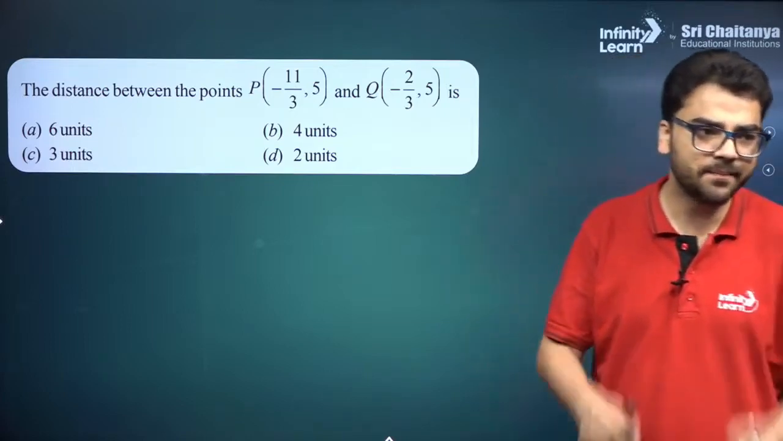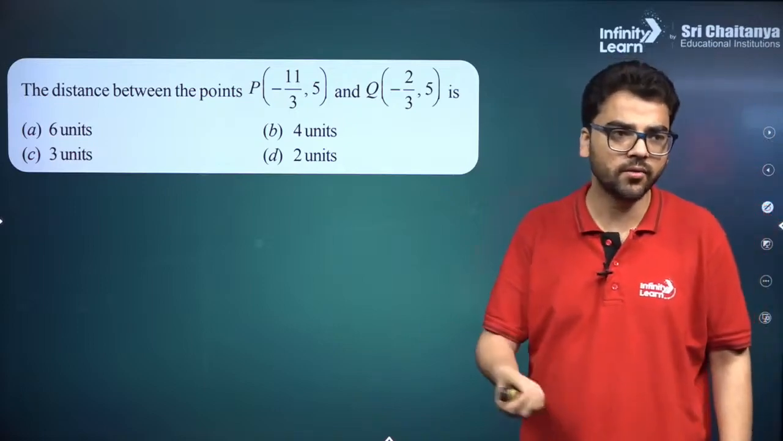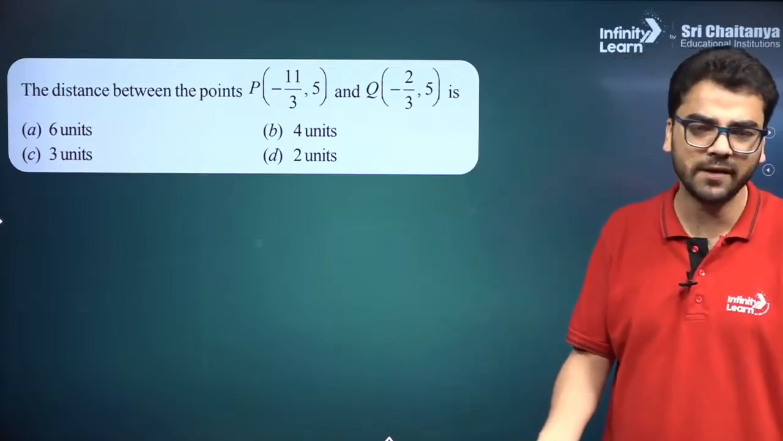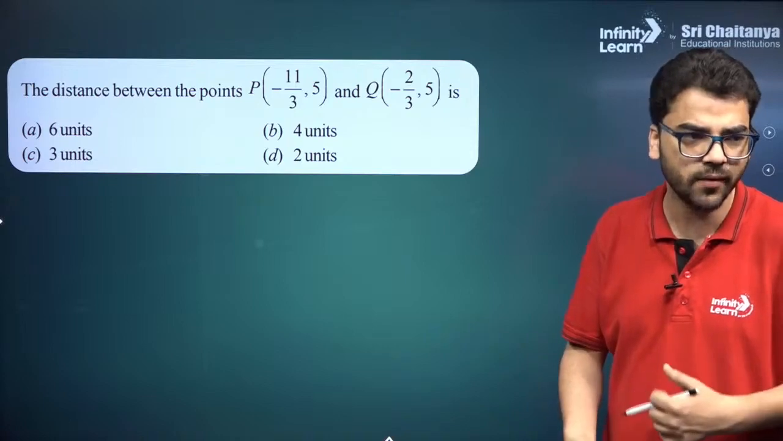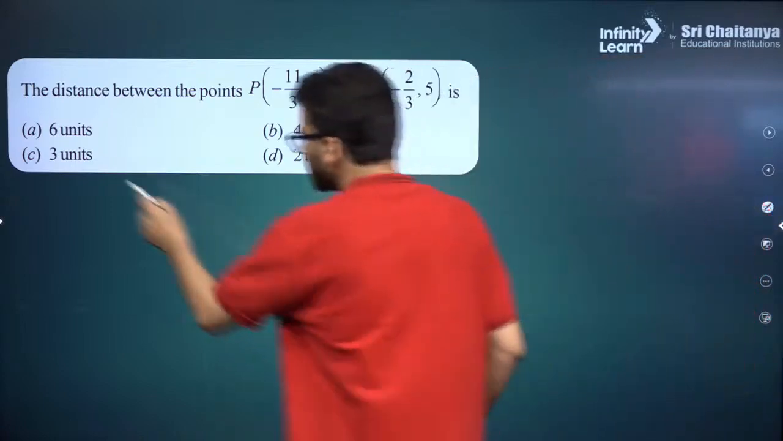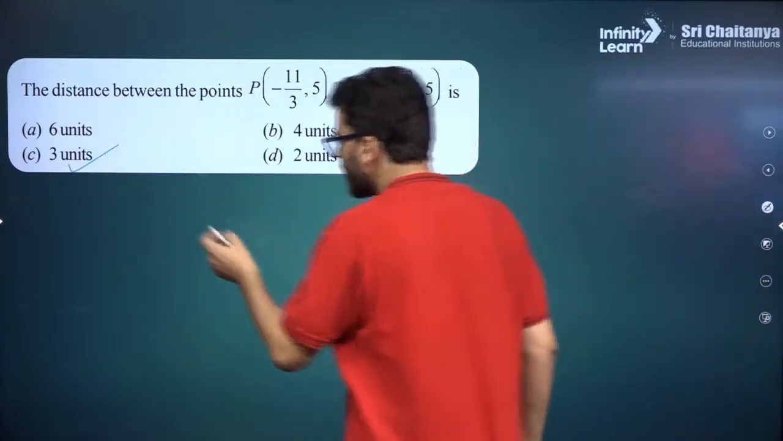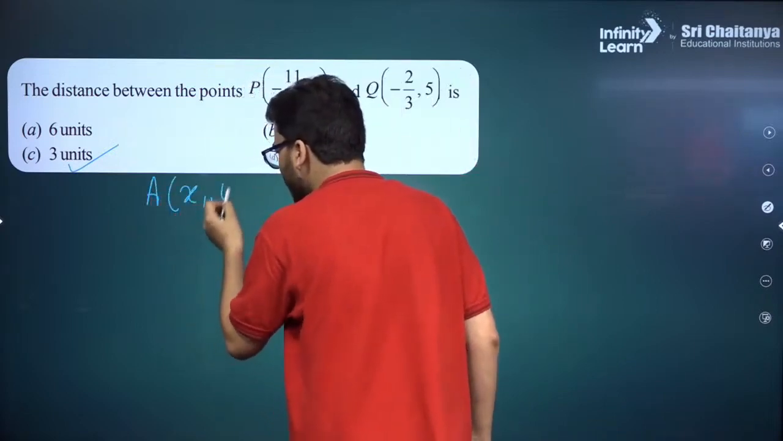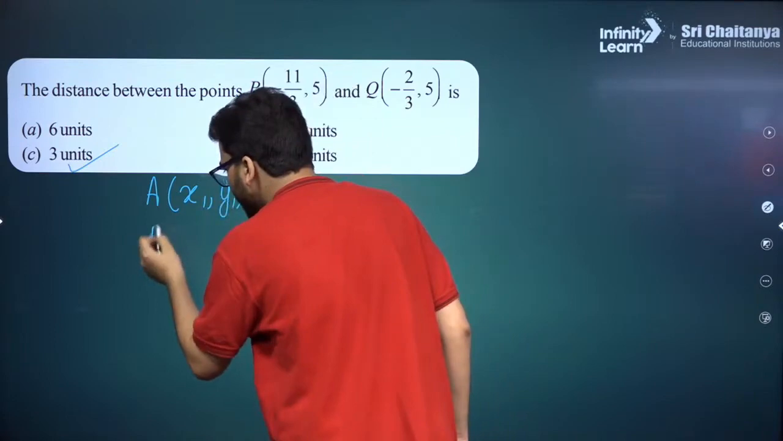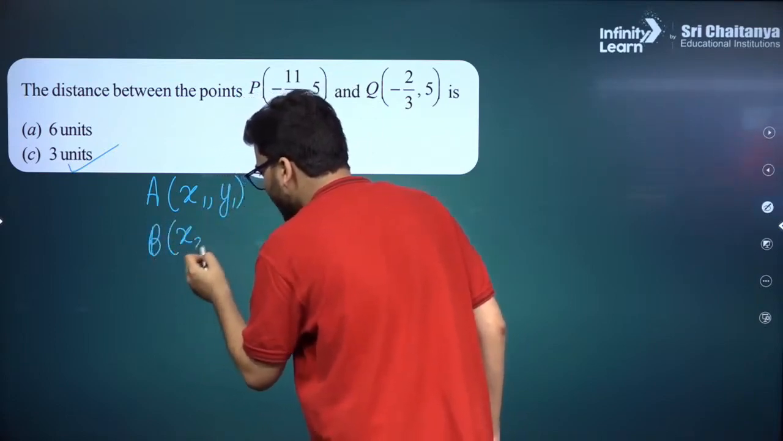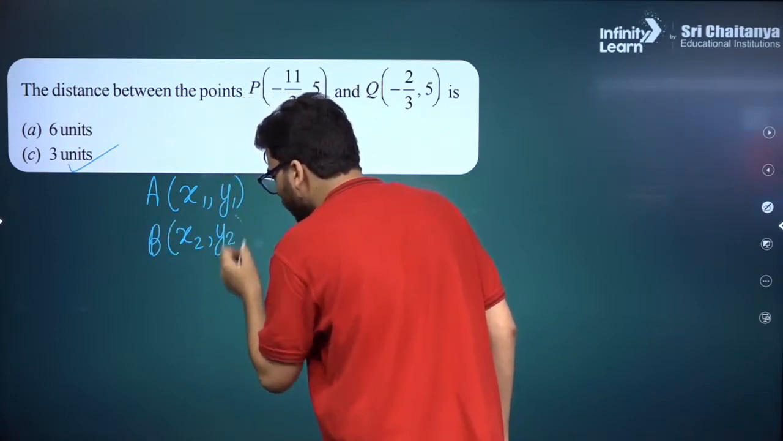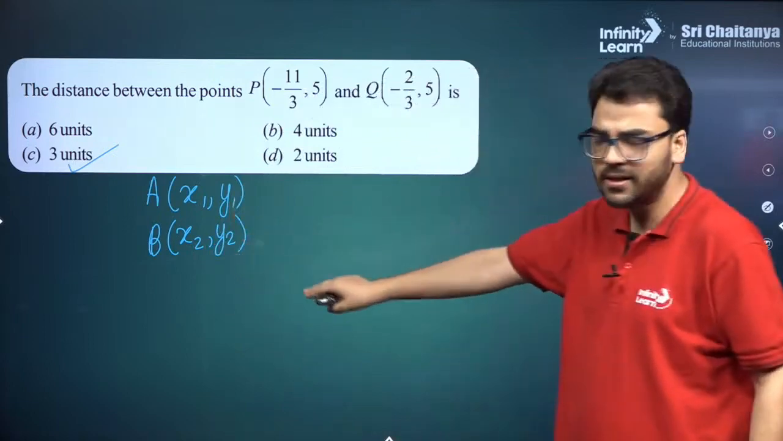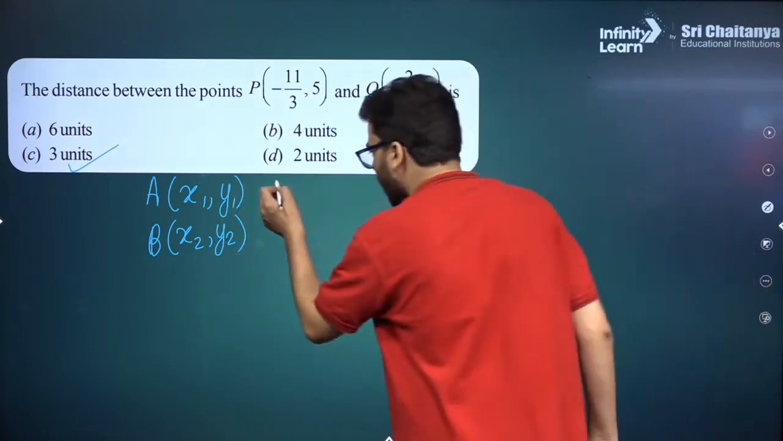So, see, it's a very simple question. If you know the distance formula, you can do it. If you don't know the distance formula, then maybe it will be tough for you, but you will understand it quickly. Okay, yeah, I think this option C is correct. So you see over here, if you have got 2 points, suppose A x1 comma y1, and some other point B x2 comma y2. So you can find the distance between these 2 points using the distance formula.